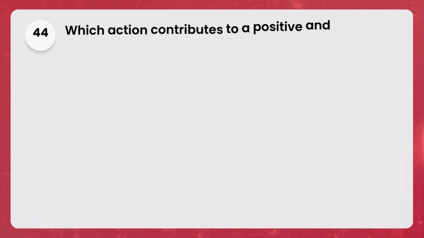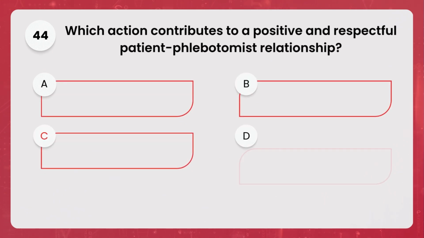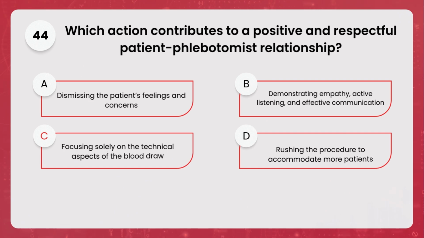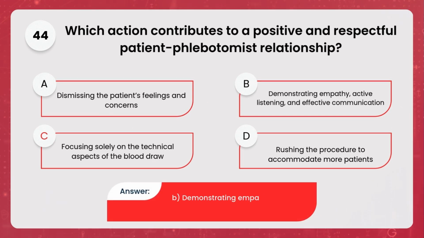Number 44. Which action contributes to a positive and respectful patient-phlebotomist relationship? A. Dismissing the patient's feelings and concerns. B. Demonstrating empathy, active listening, and effective communication. C. Focusing solely on the technical aspects of the blood draw. Or D. Rushing the procedure to accommodate more patients. The answer is B. Demonstrating empathy, active listening, and effective communication.